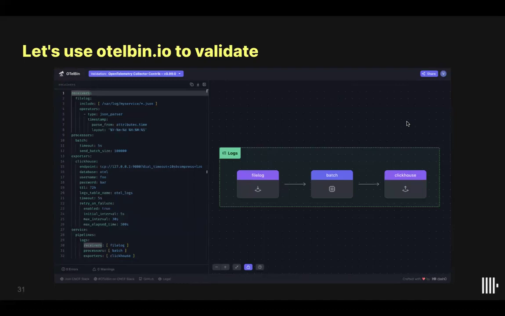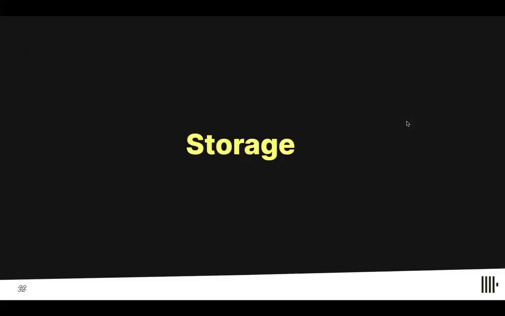Basically, here you can see the full config that we just went over and the visualization of this pipeline. We have a file log that sends that to the batcher, that sends that to the ClickHouse. All right, so what about storage? We're done with the collector part.